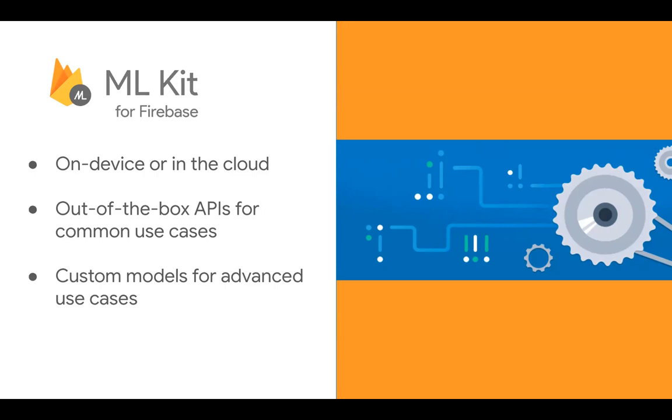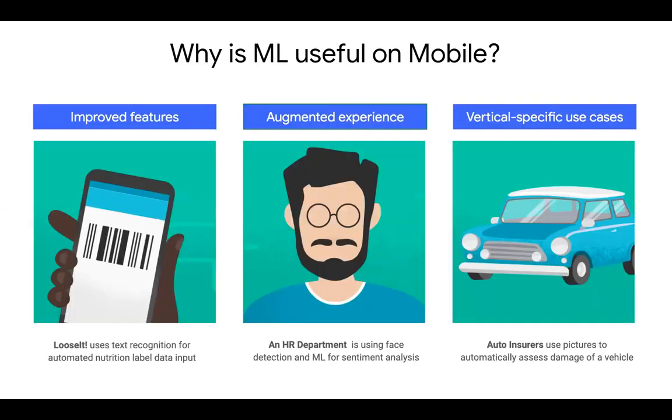And if you have already trained your own custom model, you can use ML Kit to host and serve it using the Firebase SDK, cutting out a lot of complexity of your backend. And I'll talk a little bit more about this. ML Kit provides a variety of models that can run on a device, in the cloud, or both. And the ML Kit models fall into two categories: vision and natural language processing, NLP.